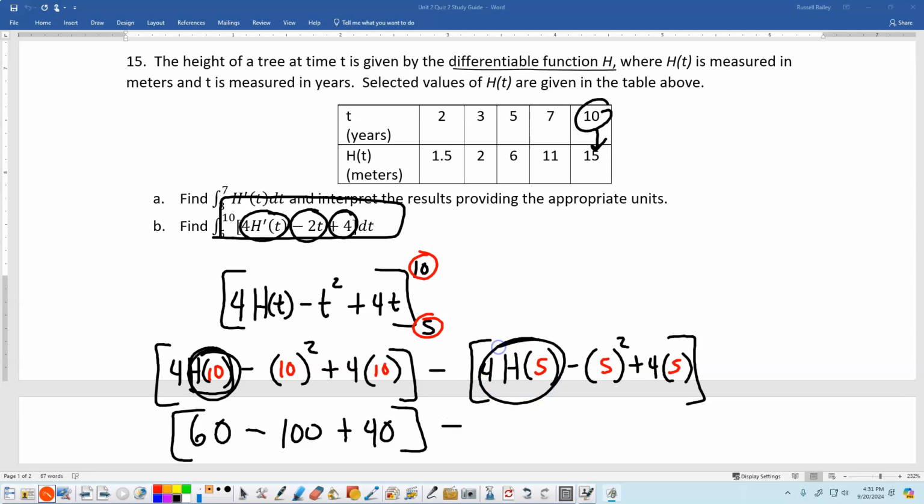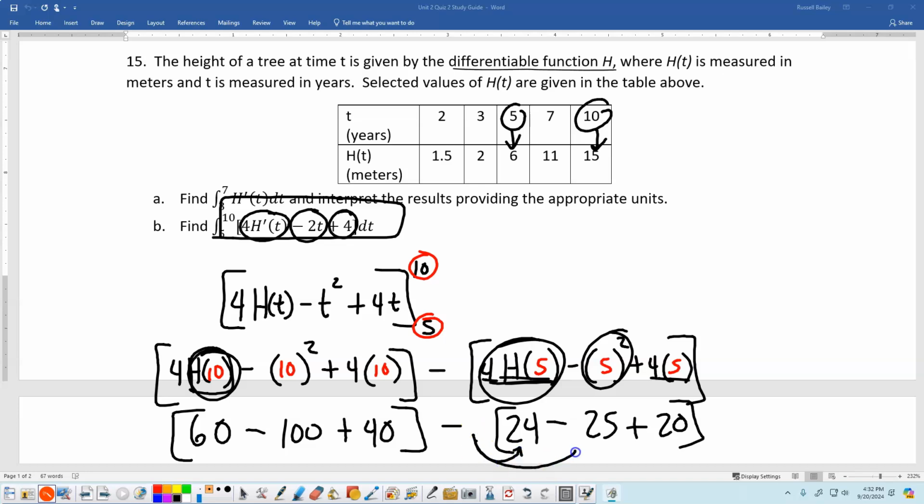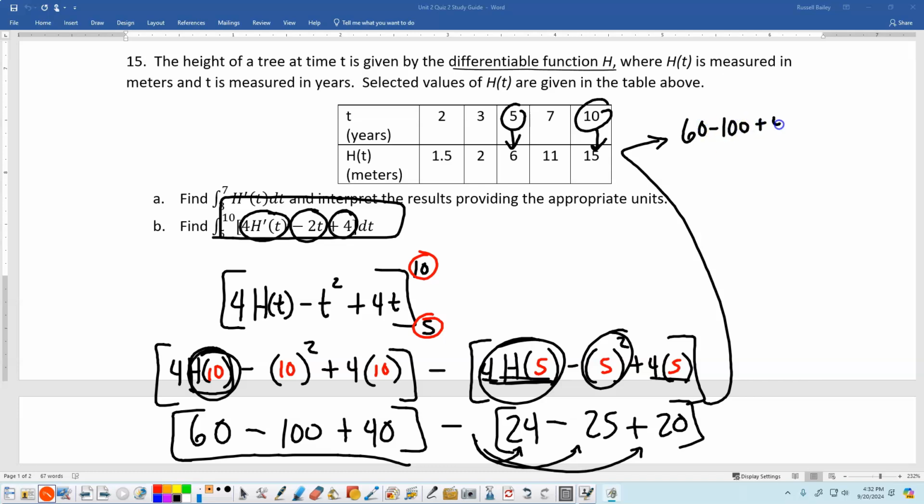Next, we are going to do this one. So let's find h of 5 first. h of 5 is 6. So 6 times 4 is 24. 5 to the 2nd power is 25. And 5 times 4 is 20. All right, then we're going to distribute our negative once again. I'm just going to rewrite all this. 60 minus 100 plus 40. And when we do this one, all the signs are going to change because we distributed the negative.